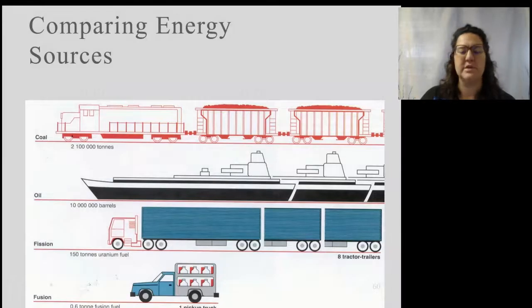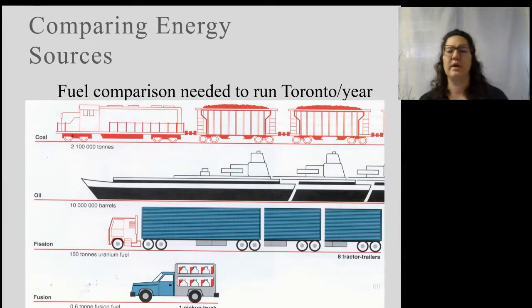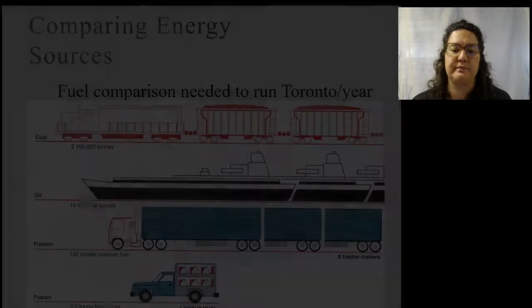So when we're comparing the energy available from different fuel sources, if we needed to run Toronto for a year, we would need over 2 million tons of coal or 10 million barrels of oil, 150 tons of uranium fuel for nuclear fission, or 0.6 of a ton of fusion fuel, or 1 pickup truck. So we can see that fusion reactions would create the most energy, but like I said, we're having a difficult time researching how to control the heat that is created in a fusion reaction.